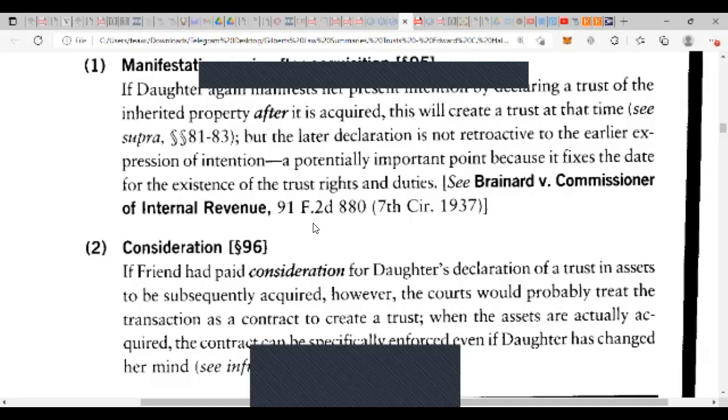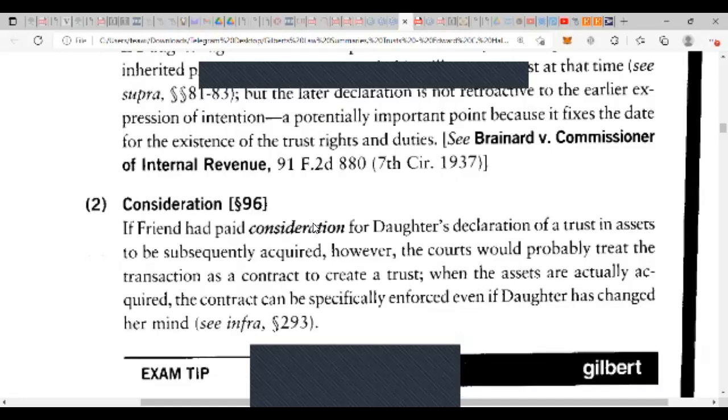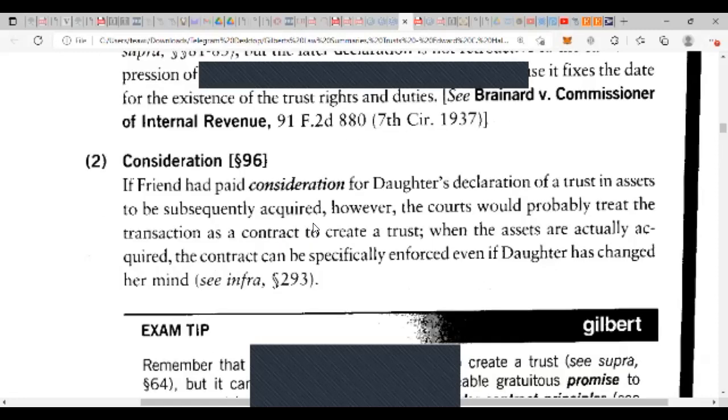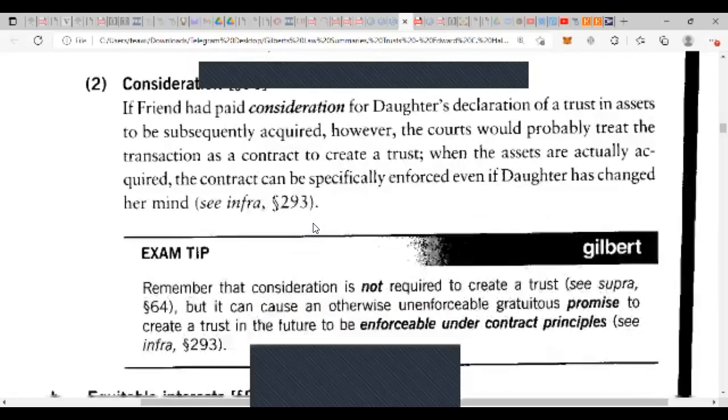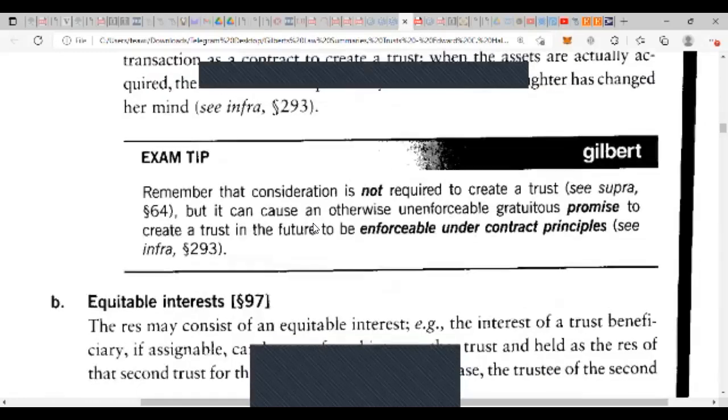See Brannard versus Commissioner of Internal Revenue, 1937. Number 2, consideration, Section 96. If a friend had paid consideration for daughter's declaration of a trust in assets to be subsequently acquired, however, the court would probably treat the transaction as a contract to create a trust when the assets are actually acquired. The contract can be specifically enforced even if daughter has changed her mind. See infra 293.